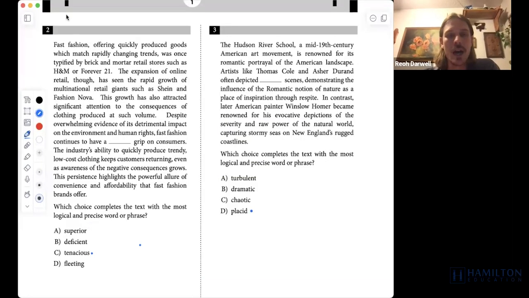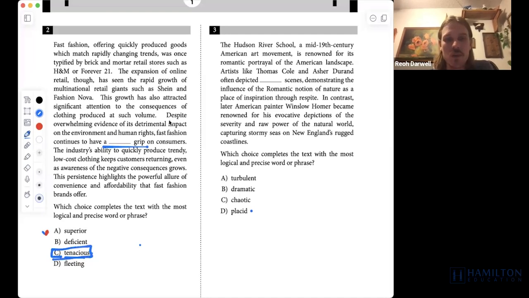All right, so for question two, if you miss this question, it is likely that you don't know what the correct word means. And you maybe chose a word like superior, which kind of functions, but doesn't have the great precise definition like our correct answer, tenacious, does. Right? So tenacious means to hold on to something or to do something in spite of adversity or in spite of other things leading you the other way, right? So for fast fashion to have a tenacious grip on consumers would mean that it has a strong hold despite other things that would seem to break that hold.